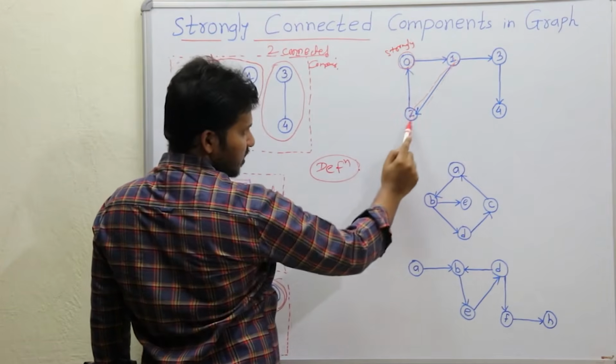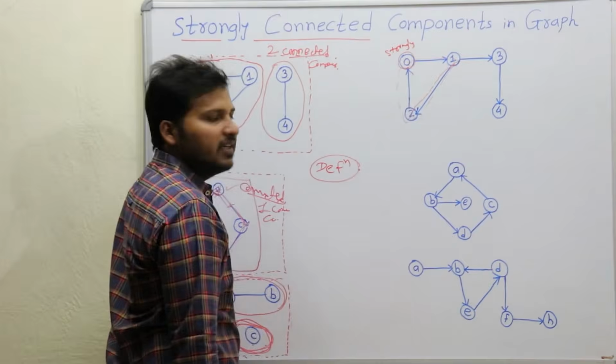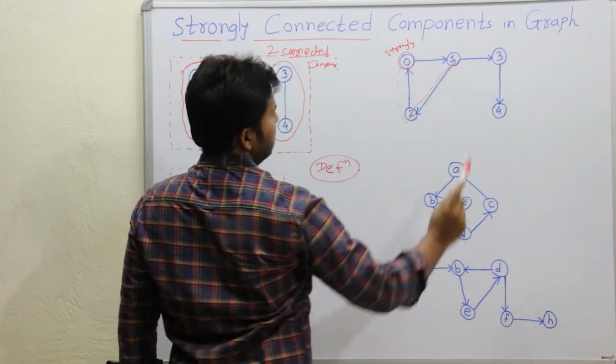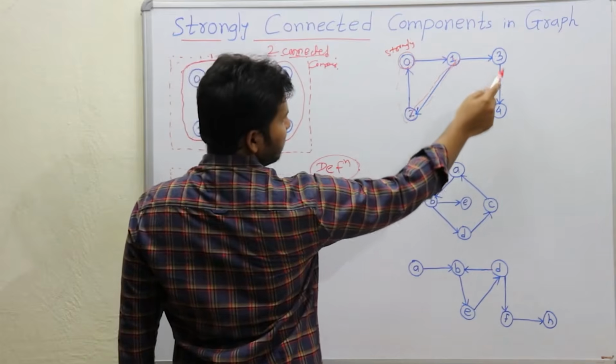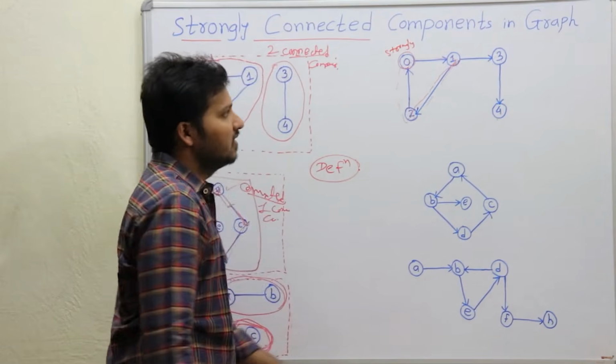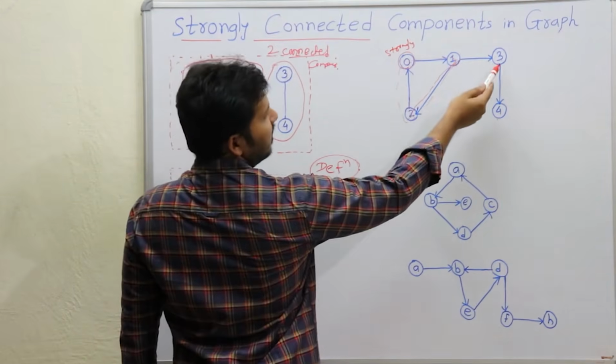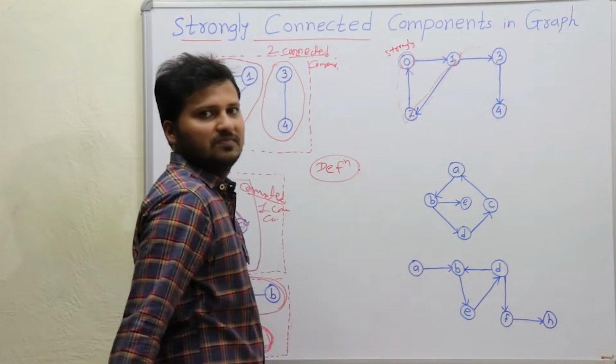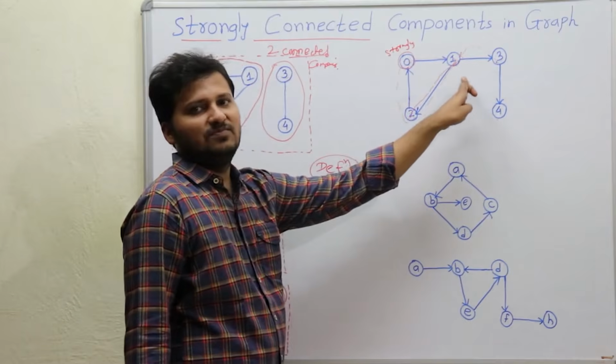And vertex 1 has a path to 0 as well. Correct? Then vertex 1 has a path to 3. Then vertex 1 has a path to 4. Correct? But vertex 3 does not have a path to 1. It cannot reach 1.